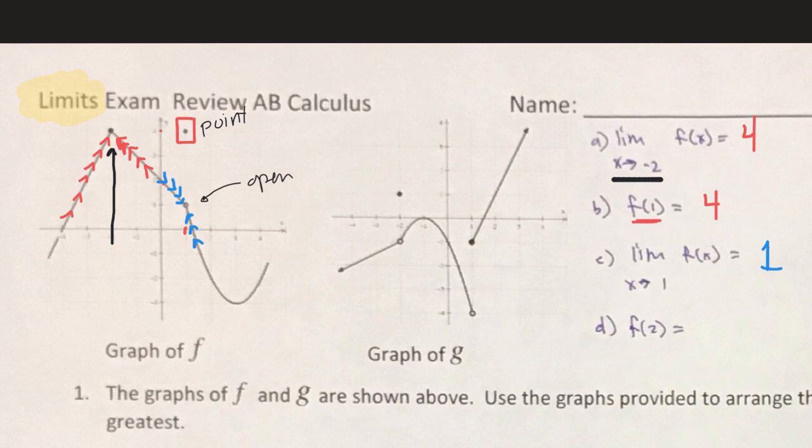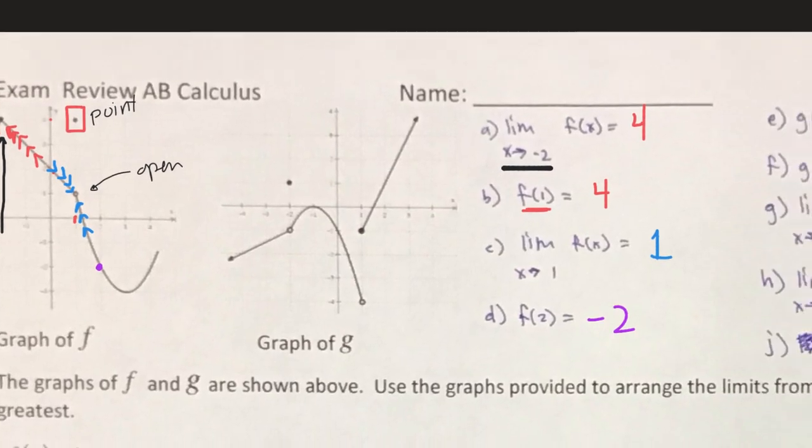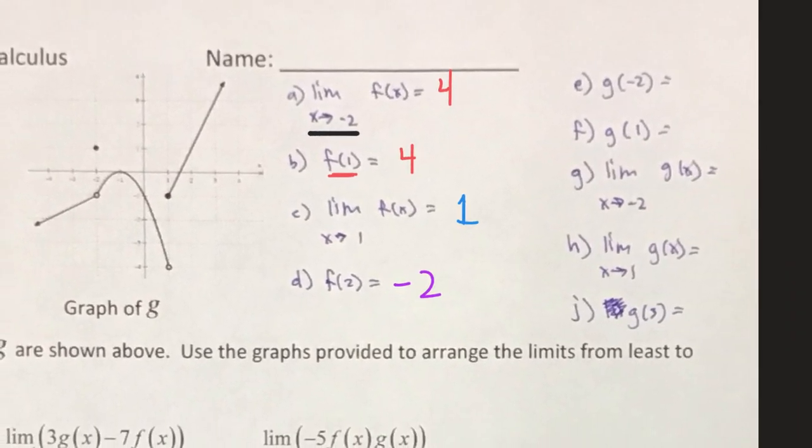And then our last question about f says, what is the y value when x is 2? So we come down, and the y value when x is 2 looks like it's -2. So the difference between a y value from your graph and the limits on the graph are two important distinguishable concepts.